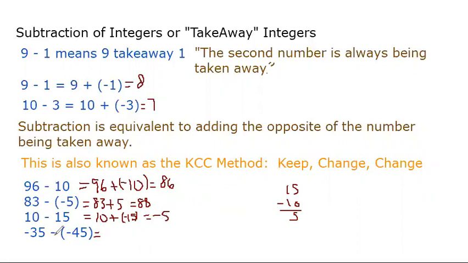So if I have -35 take away a -45, again, subtraction can be rewritten as an equivalent addition problem. So we want to keep the -35 as long as we change subtraction to addition and we change the -45 to a +45. So the -35 is going to remove $35 of income, which is going to leave me $10 of income.